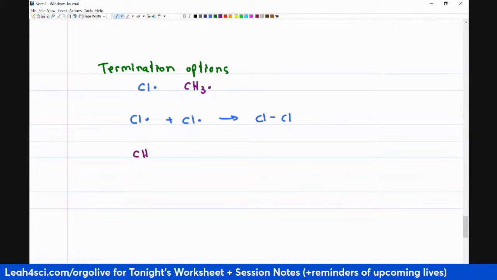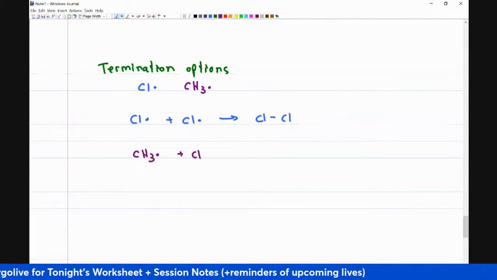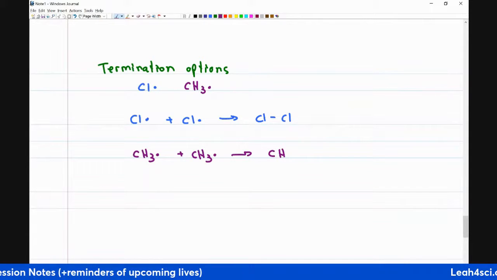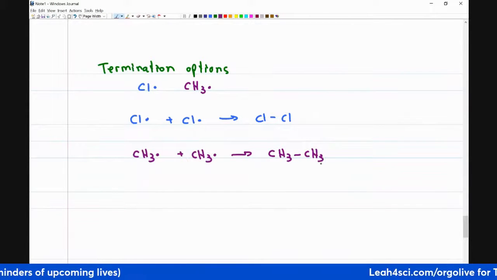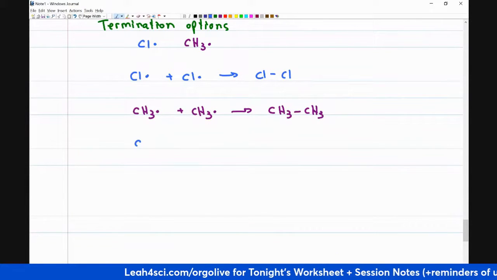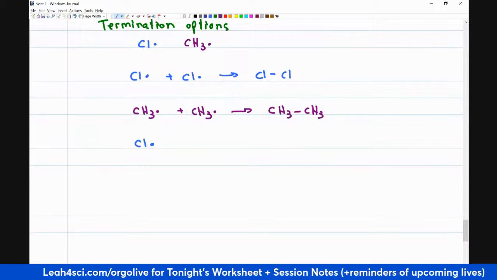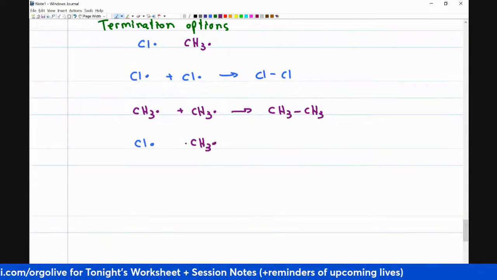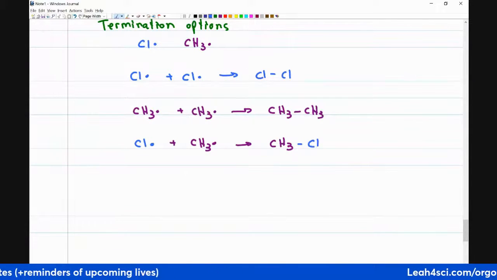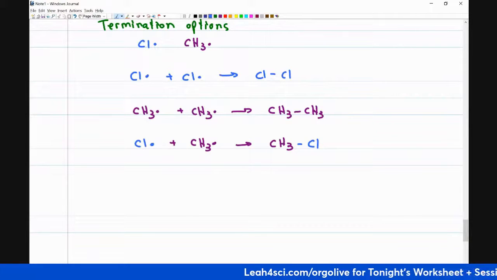Methyl radical bumping into a methyl radical to give me an ethane, a longer carbon chain. Again, very low likelihood, but it is an option, especially if your professor is asking for it. And of course, you can have a chlorine radical bumping into a methyl radical. Not really going to happen, but it is an option to give you a completely different way to get your product of CH3Cl.